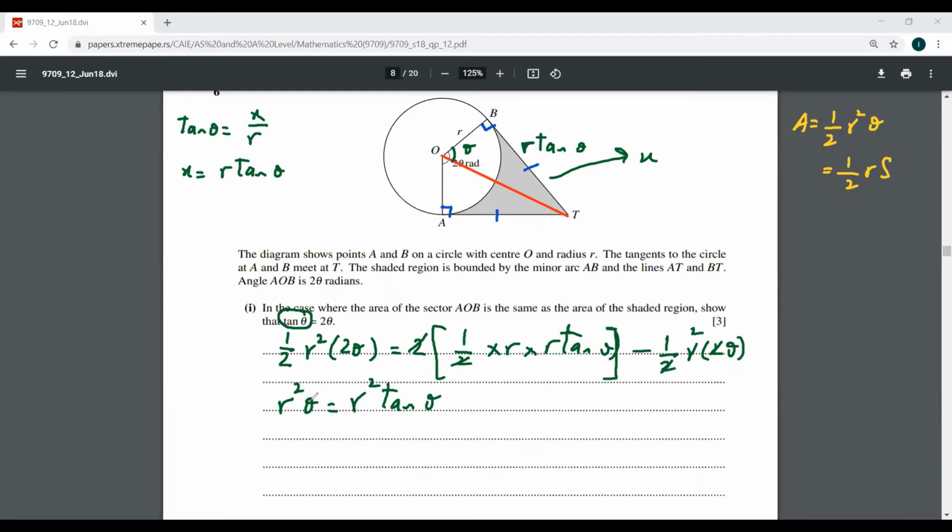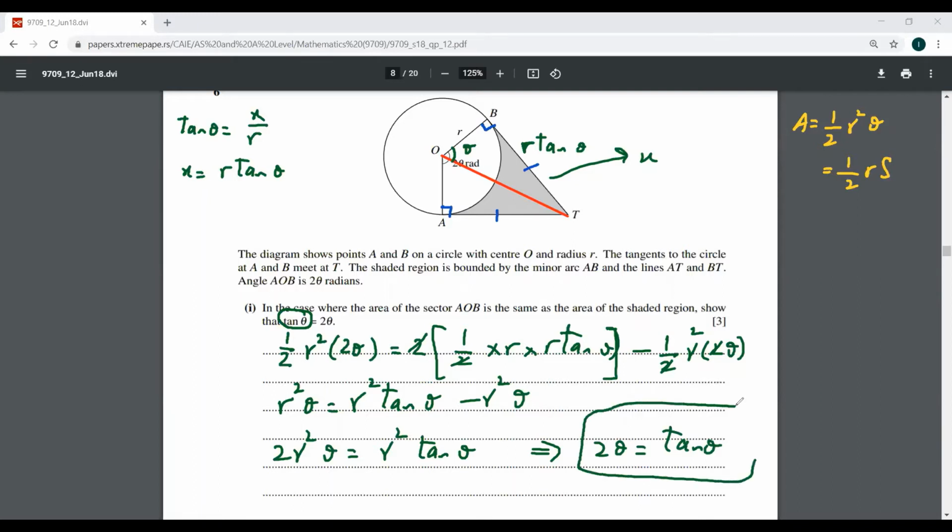So r square theta is equal to r square tan theta minus r square theta. So you have 2r square theta is equal to r square tan theta. So this gives you 2 theta equal to tan theta. Yes, guys? Anna?